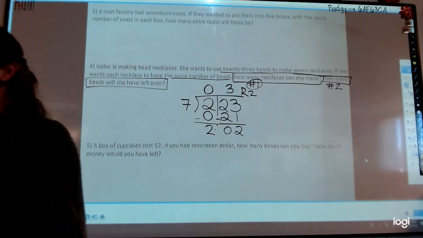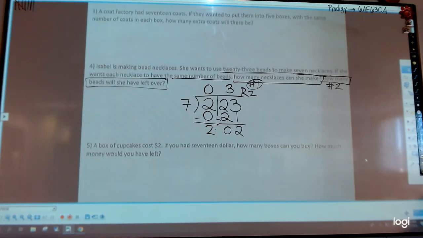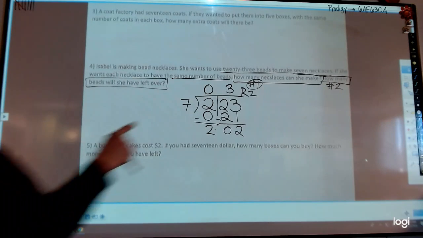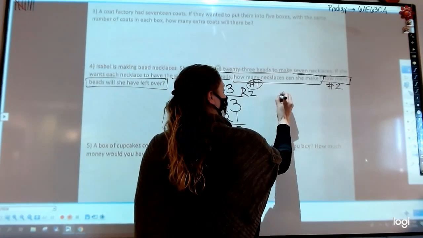That's not my answer, though. I need to think through what my answer means. Okay, this is the hardest part of what we're doing today. So the first question, how many necklaces can she make? Josiah? 3. Okay, that was our answer here. So she can make 3 necklaces.